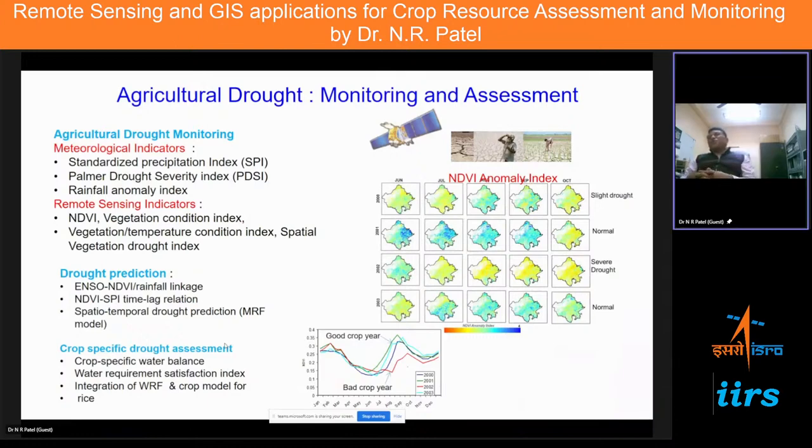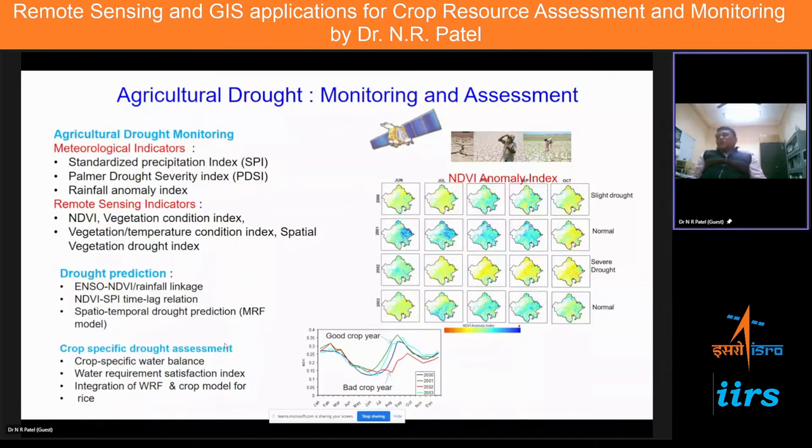Crop-specific drought monitoring is very much essential because finally we have to compensate the farmer based on how much crop loss there is. You cannot equate different crops. Certain crops are very sensitive to drought, while certain crops may be resistant. So simple agricultural drought assessment may not serve the purpose unless we can get crop-specific drought loss and crop damage due to crop-specific conditions. Crop-specific drought monitoring is a need.